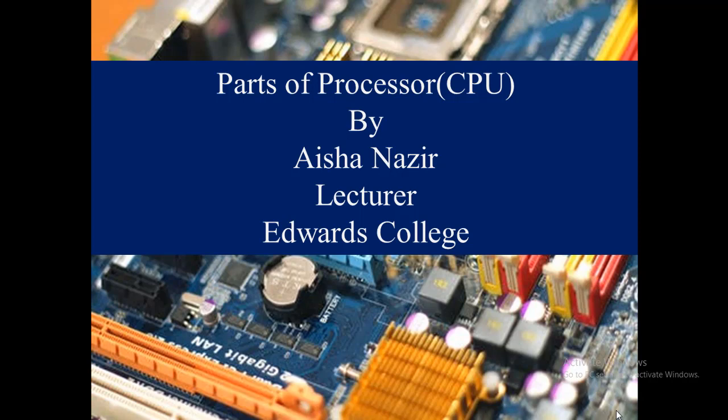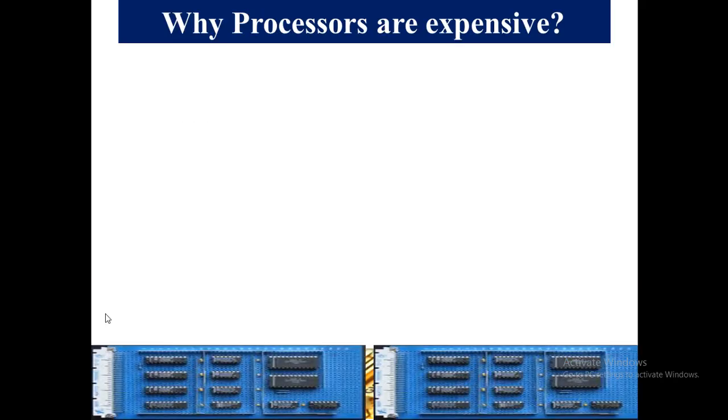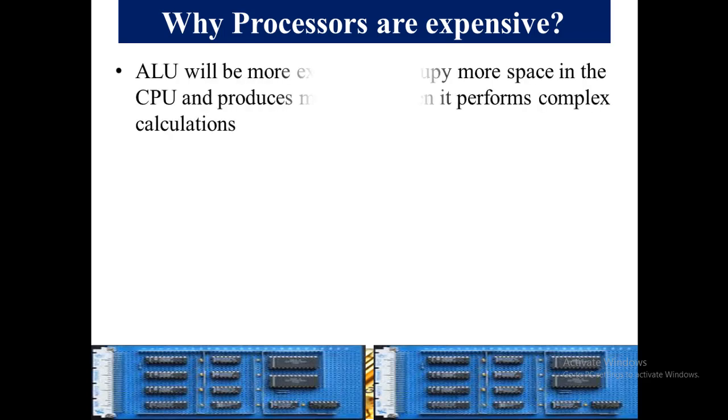But why is the processor so expensive? What are the factors? What are the reasons that the cost of a processor is so high? Let's see. CPU will be more expensive, occupy more space in the CPU and produce more heat when it performs complex calculations.